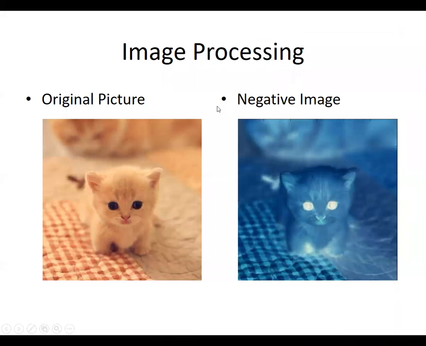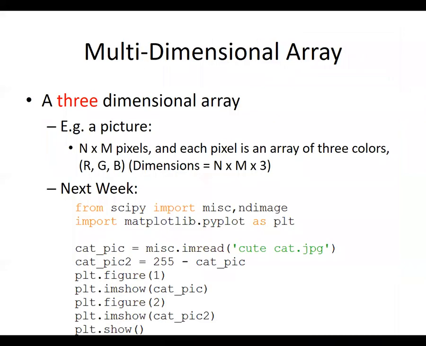So this one you generate from a normal picture. This one, I just need one line of code: 255 minus that. What is that? 255 is the maximum color. So the lower the number, the darker it is; the higher the number, the brighter it is. So 255 is the full scale.